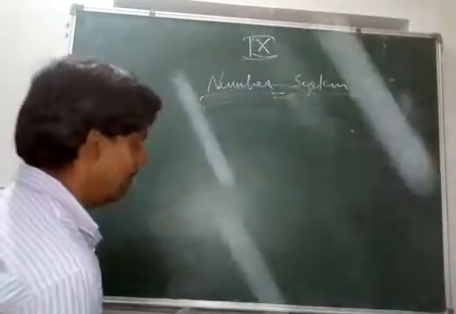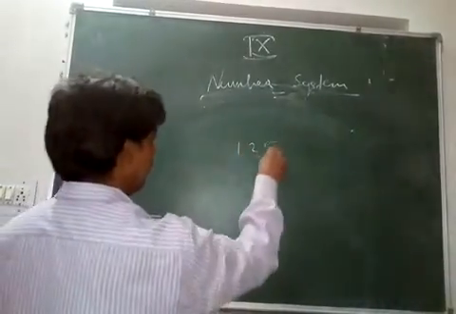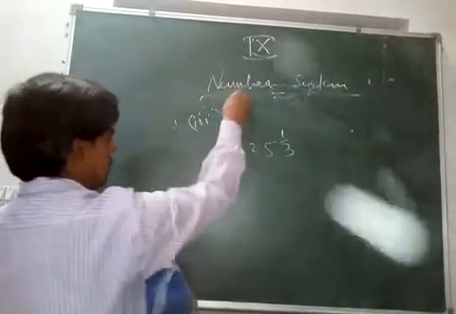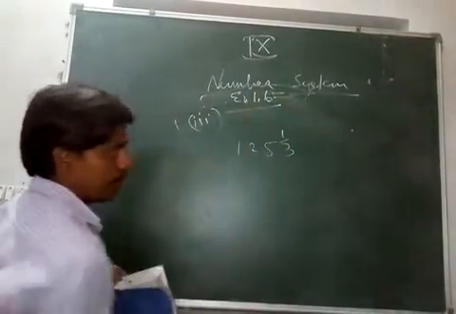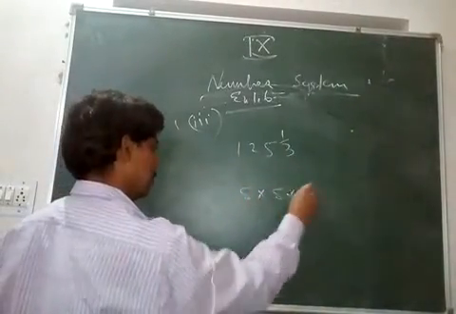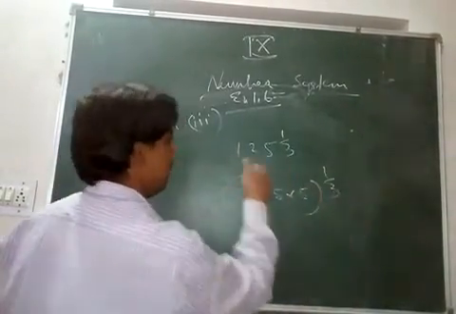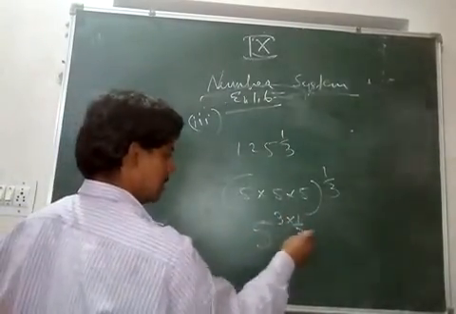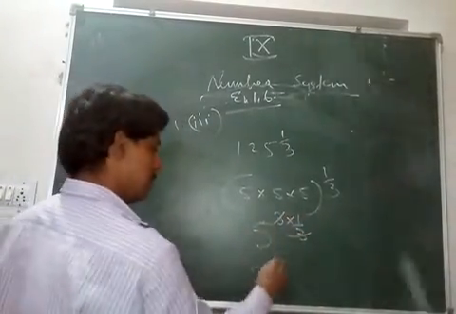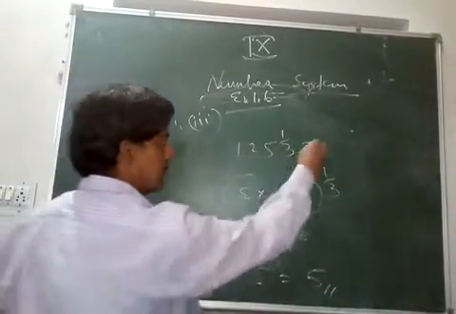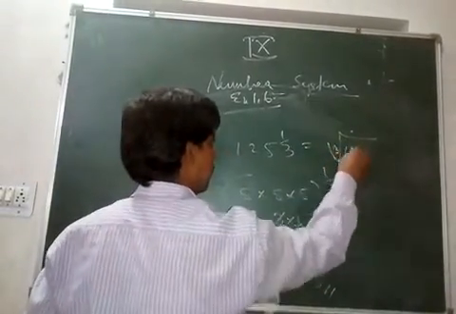What is 1 by 3? I have just told you, 125 to the power 1 by 3. Okay, first, third part. This is exercise 1.6. So find the prime factors. Just do the prime factors: 5 into 5 into 5. This is 5 to the power 3 into 1 by 3. Cancel them according to the law of exponents: 5 to the power 1, that is 5.